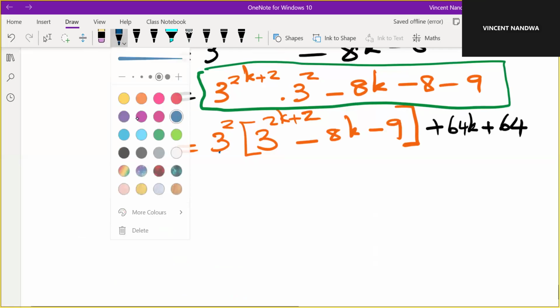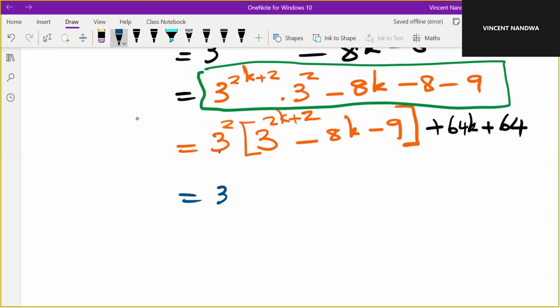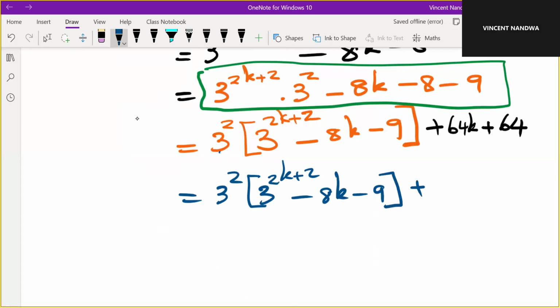So I'll have this the same as, I can still write it just as 3 squared into 3 power 2K plus 2 minus 8K minus 9. Then plus, what is common here? 64, okay? Into K plus 1, okay?